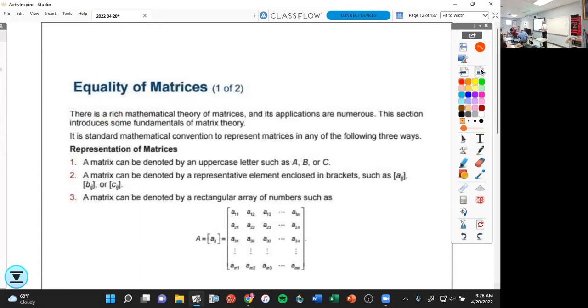We can represent a matrix by simply using a capital letter. Matrix, capital A. Matrix, capital B. Matrix, capital C. We can denote a matrix by using a letter and two subscripts indicating the number of rows and columns. A sub ij, B sub ij, C sub ij. We can do a matrix by drawing a matrix and showing you all the entries in the matrix. Okay, wonderful. Who'd have thought?